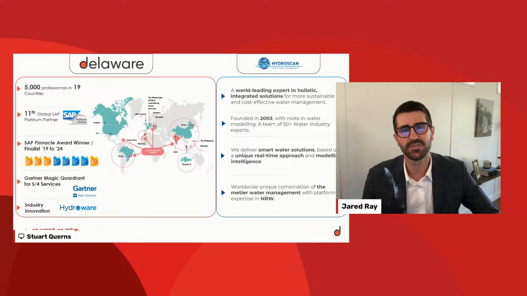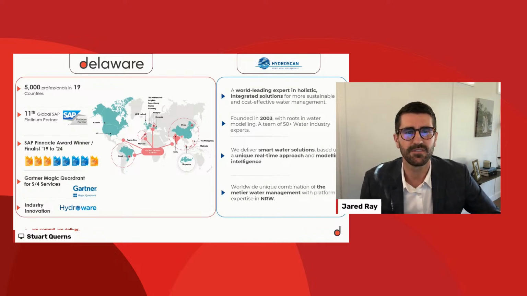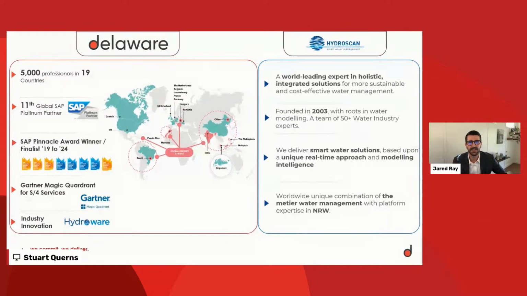So, introduction here. Delaware, if you're not familiar, is a global company. We're headquartered in Belgium with over 5,000 consultants spanning 19 countries. Delaware was founded as a partnership structure with the vision of building a company for the next 200 years. And what that means for our customers is that you can count on us to help you plan and execute on your longer term strategies.